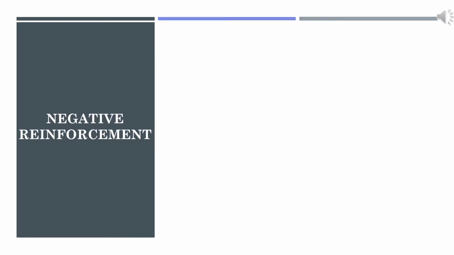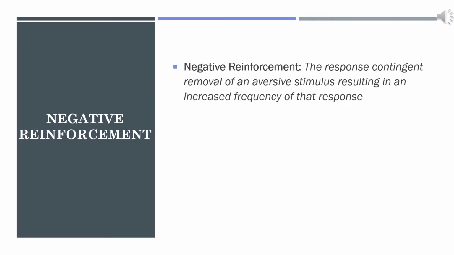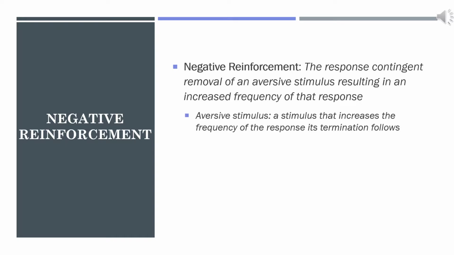Another type of reinforcement contingency is negative reinforcement. Negative reinforcement is the response contingent removal of an aversive stimulus, resulting in an increased frequency of that response. As a reminder, an aversive stimulus is a stimulus that increases the frequency of the response its termination follows.